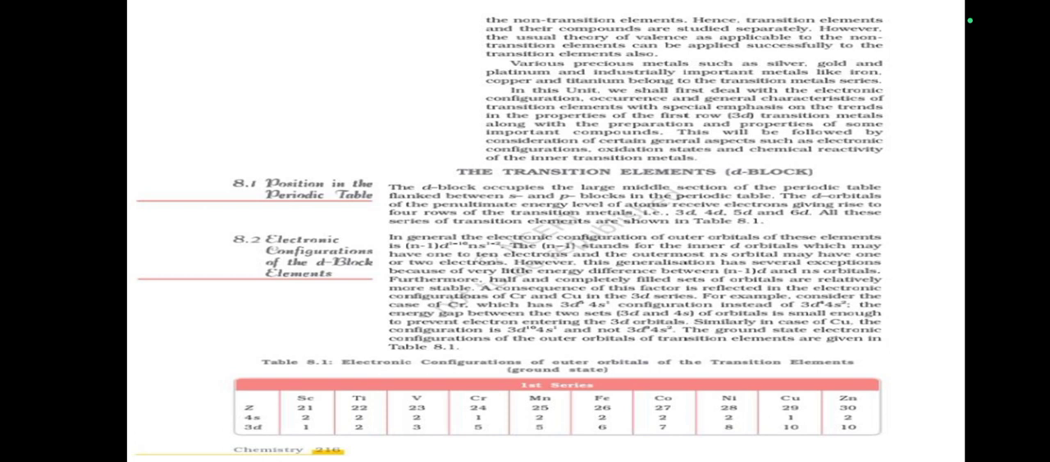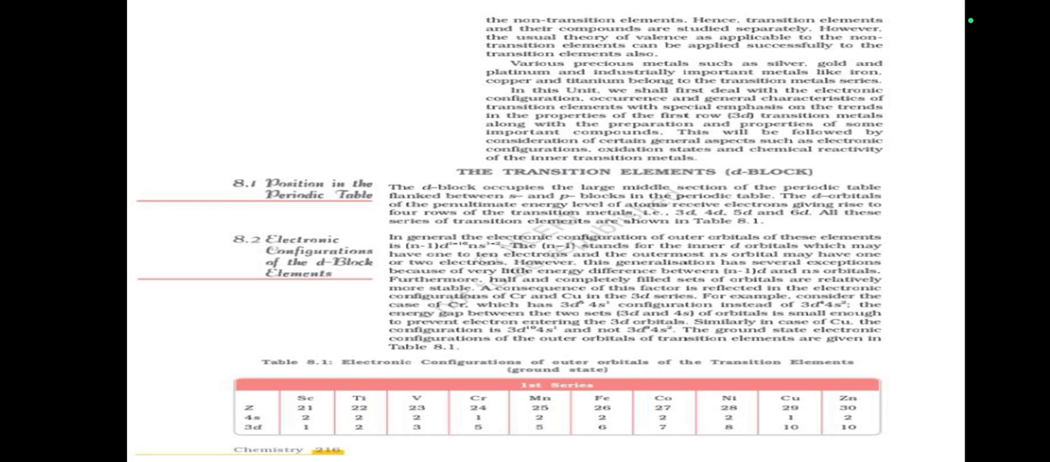Electronic configuration of the d block elements. In general, the electron configuration of outer orbitals of these elements is (n-1)d1 to 10 ns1 to 2, where (n-1) stands for the inner d orbitals, which may have 1 to 10 electrons, and the outermost ns orbital may have 1 or 2 electrons. However, this generalization has several exceptions because of very little energy difference between (n-1)d and ns orbitals.